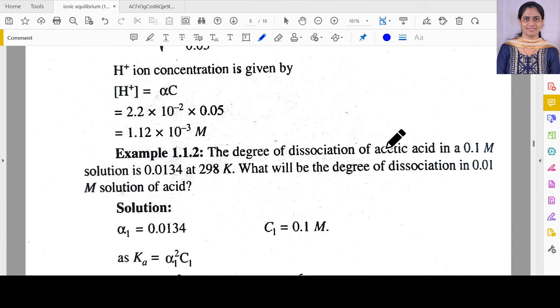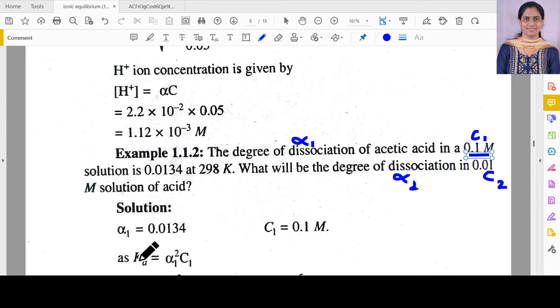The degree of dissociation of acetic acid in 0.1 molar solution is given to you. In one concentration it is given, so this will be your alpha 1, in the concentration C1. And what is the degree of dissociation alpha 2 in C2, in a different concentration? So alpha 1 and C1 are given, alpha 2 you have to calculate, C2 is given, so just by cross calculation you will get it.